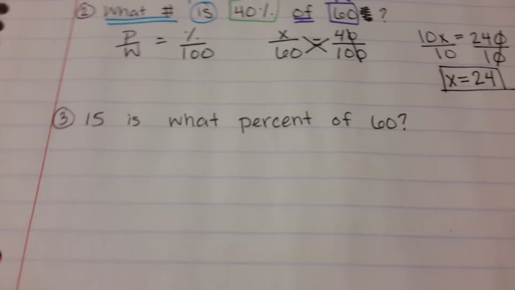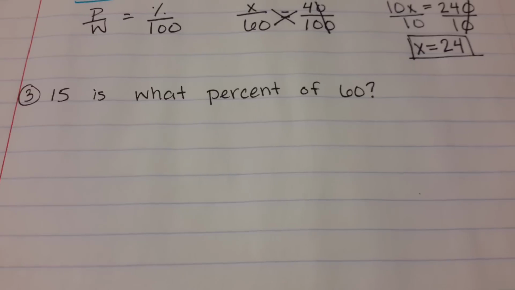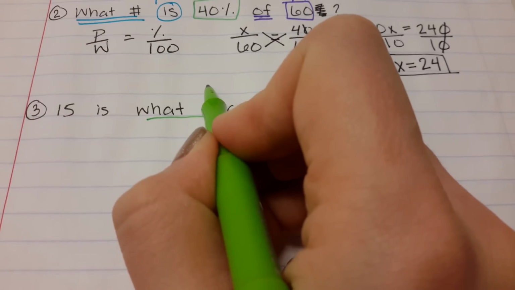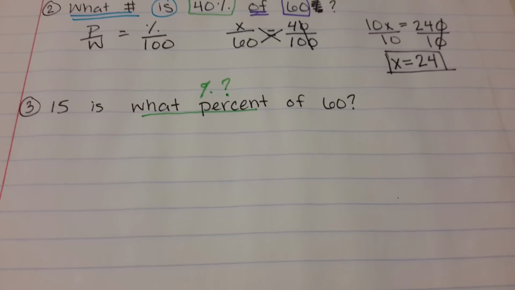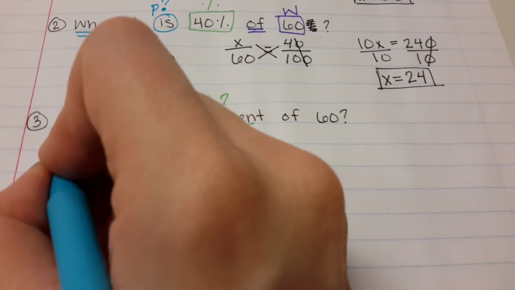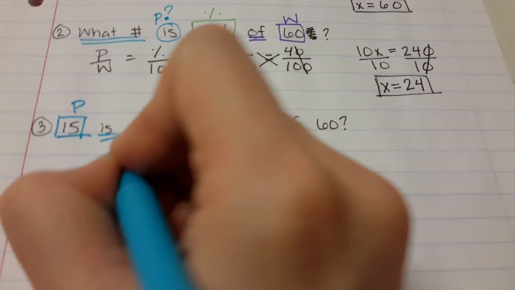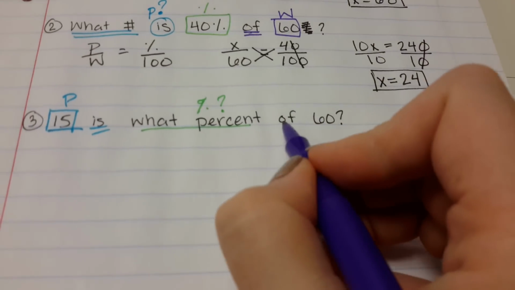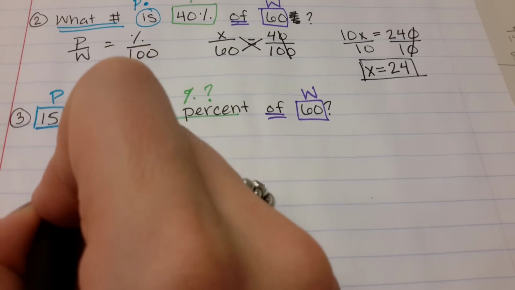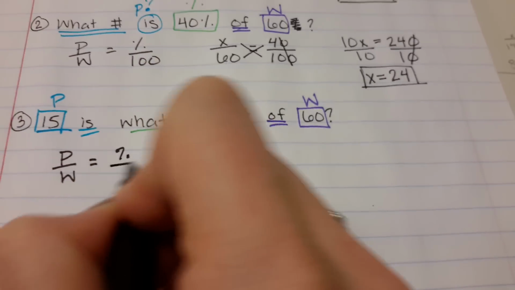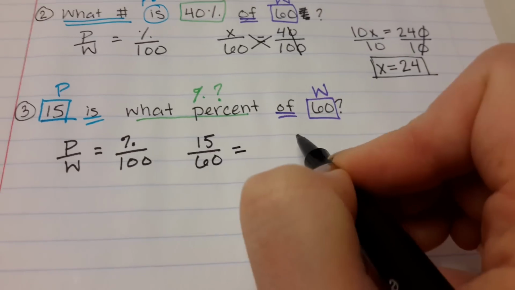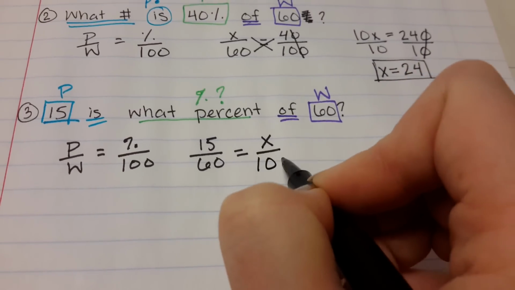And one last problem. 15 is what percent of 60? So percent, we don't have it, so that's our mystery. 15 is, go back up to our sentence, is partnered with our part, so 15 is our part, because it is next to is. Of tells us whole, and 60 is our whole. And again, we set up the same proportion, part over whole equals percent over 100. So our part is 15, our whole is 60. What percent? We don't know. There's our variable. So always over 100.